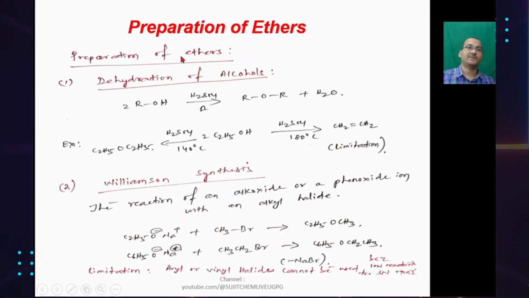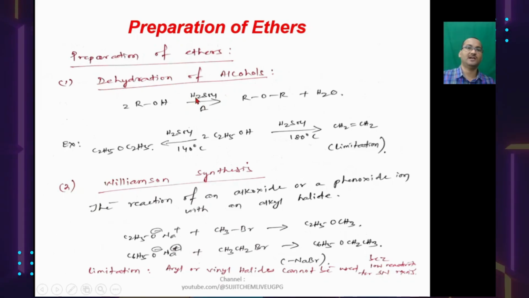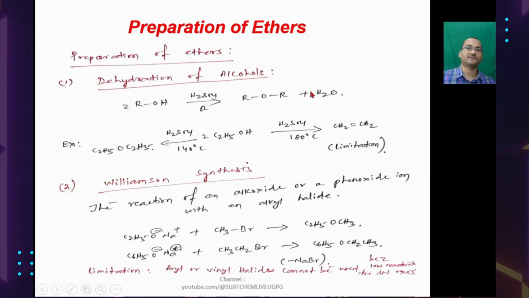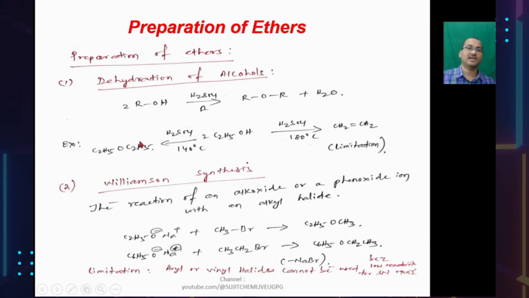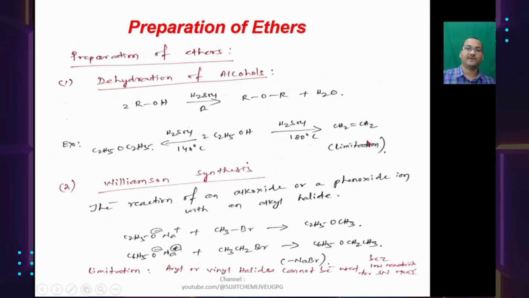So now we talk about preparation of ethers. First, we can prepare ethers from dehydration of alcohols. If we take two equivalents of alcohol and react with H2SO4 and heat it, we get ether plus water. So here we can see two equivalents of C2H5OH, if we react with H2SO4 at 140 degrees Celsius, we get diethyl ether. Similarly, the ethanol can undergo dehydration to give rise to olefin. So this is the limitation.